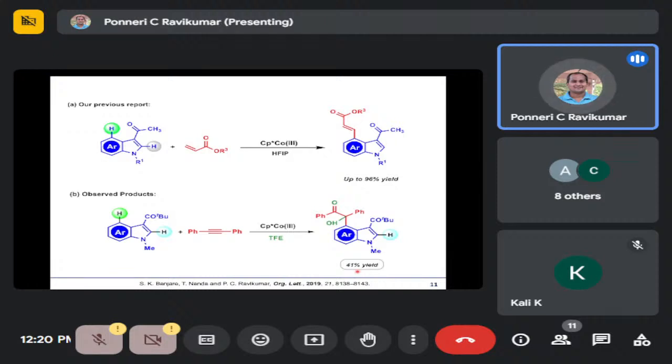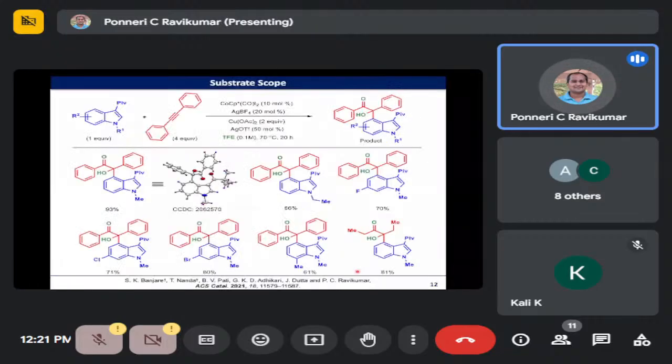So we went ahead and optimized. For the sake of time, I'm not going to go into the details of the optimization process. Here I'm just going to show you the results. We have done a lot of optimization and found this condition and that gives good yield for a variety of different substrates.